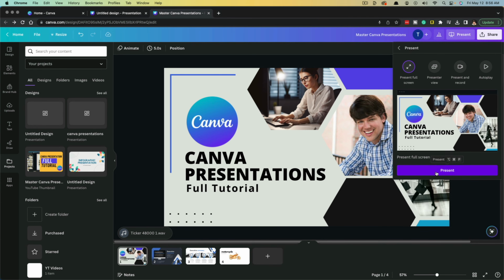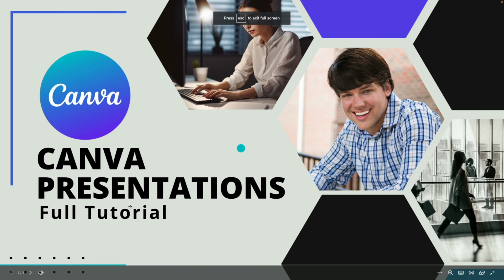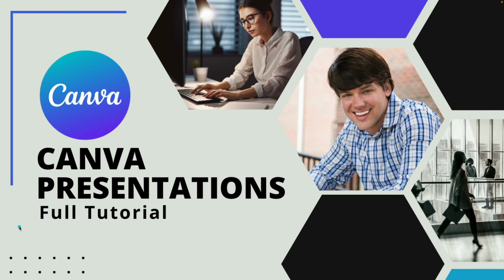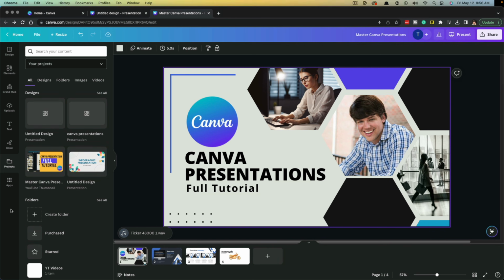So present in full screen, I click present here and it just shows up. And as you can see right here, my little music is playing in the background, but you can see here my presentation is now available, and I can click the right and left arrows to go to the next slide, just like you would in any normal presentation.